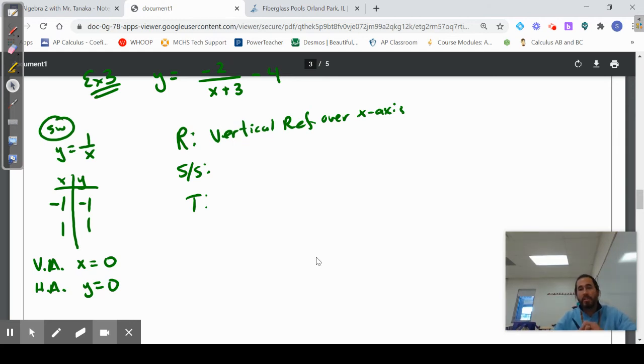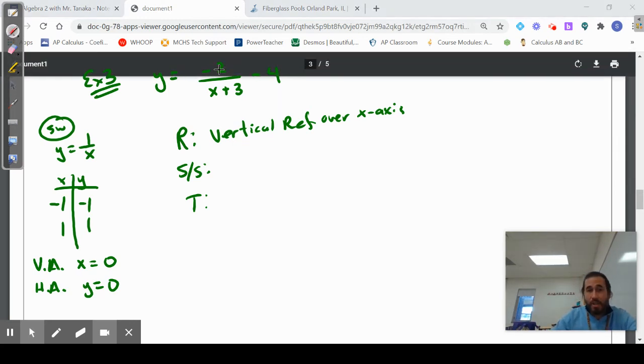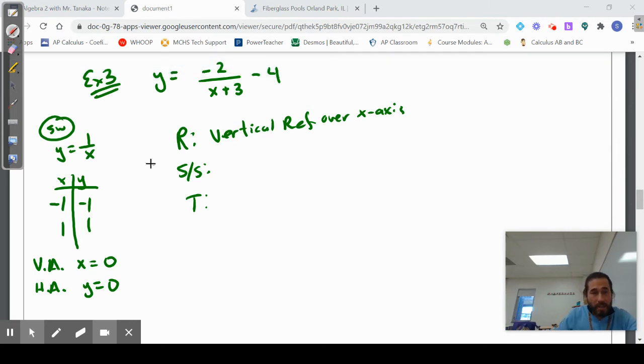Let's keep going. Is there a stretch or shrink? There definitely is a stretch or shrink because you see that 2 up there, right? And there normally was a 1 in the parent function. So if I multiply it by 2, it's going to give me a vertical stretch. We're going to say there's a vertical stretch by 2.